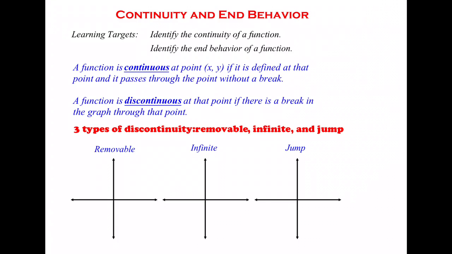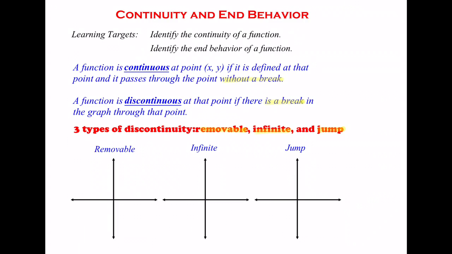It's continuous at a point if it is defined at that point and it passes through the point without a break. So without that break, then a function is continuous. There's no breaks in the graph. A function is discontinuous then at that point if there is a break in the graph through that point, and there's different reasons why that can occur. There's three types of discontinuity that we're going to talk about: removable, infinite, and jump discontinuity.